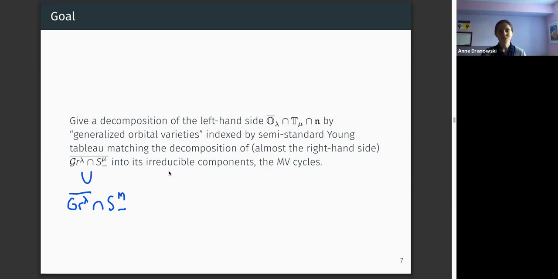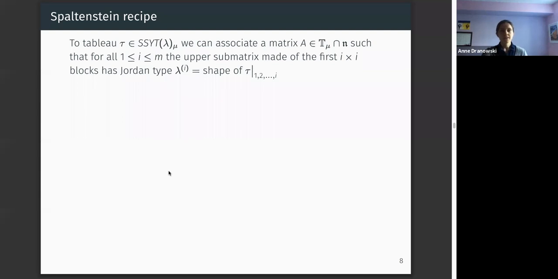And I won't get to talk much about that. So if you haven't seen it before, it is something for the breakout room I'll leave. But yeah, the right-hand side is well studied, and the MV cycles, the irreducible components of this intersection, are important in geometric representation theory. Okay, so we'll start with the left-hand side.